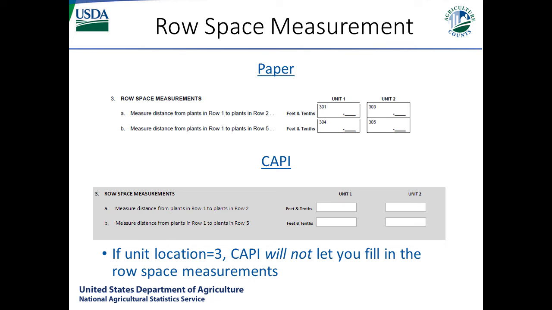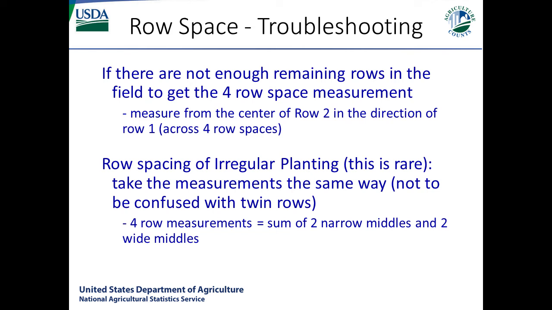Please be aware of gaps in the rows. It can be easy to miss a row or to mistake a volunteer plant for a row. If there truly are wide or narrow gaps, please submit a comment to validate your measurements. Each unit is different and may represent a unique situation. So please review the interviewer's manual to become familiar with some of the common things that you may encounter. Keep in mind that for twin rows, each set of twin rows should be considered one row.